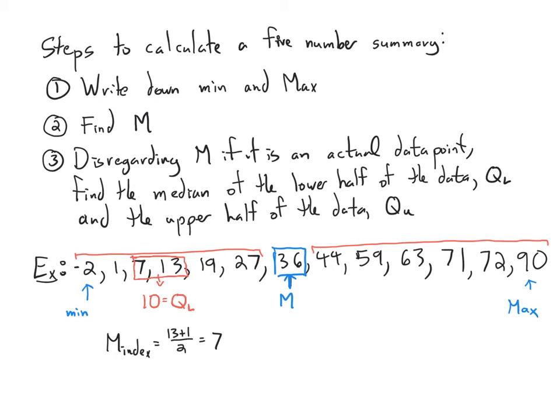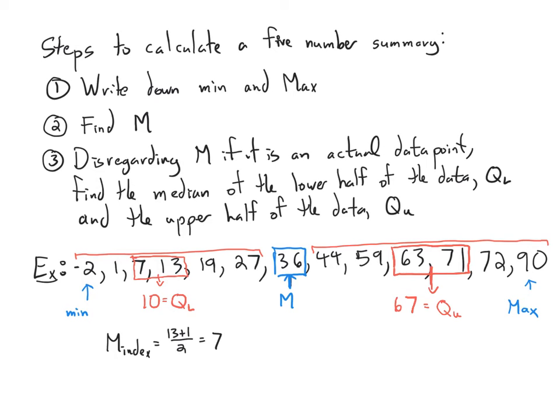And similarly, in the upper half, we have 6 data points, and we need the median of this guy, and that's going to be the upper quartile, Q, U. So 63 plus 71 divided by 2 is going to be 67. So there is our 5-number summary.